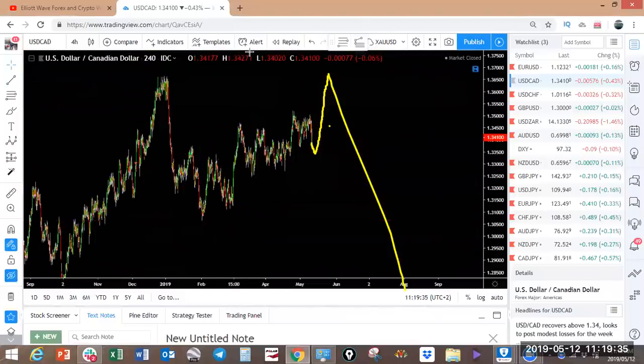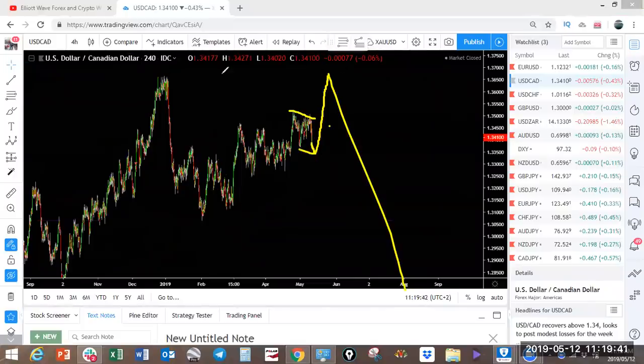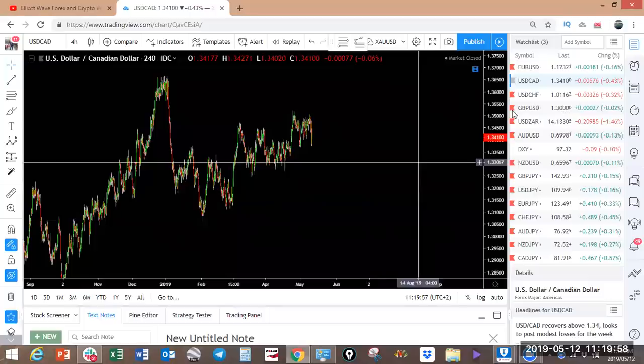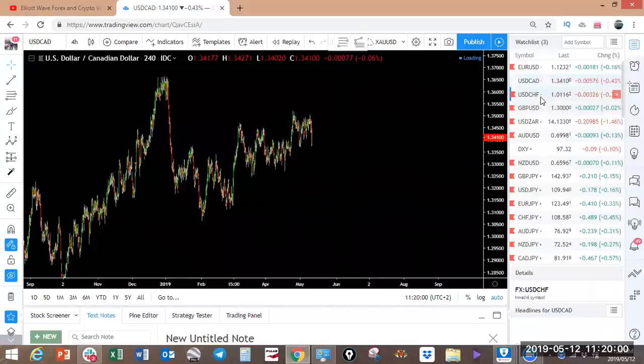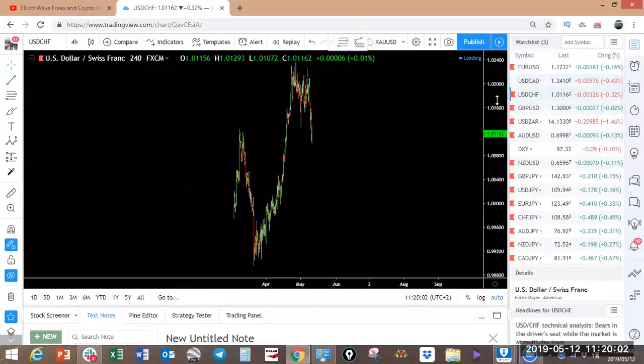We are currently correcting at this 61 area here. Then we'll look for this to retest the top here. Okay, if it retests the top, that's even better. It will not break above here. This is a corrective structure. So if you get a push higher, you put in sell setups here. Even if it goes above here, it will come down. That's how clear this one is. So that's US dollar CAD.